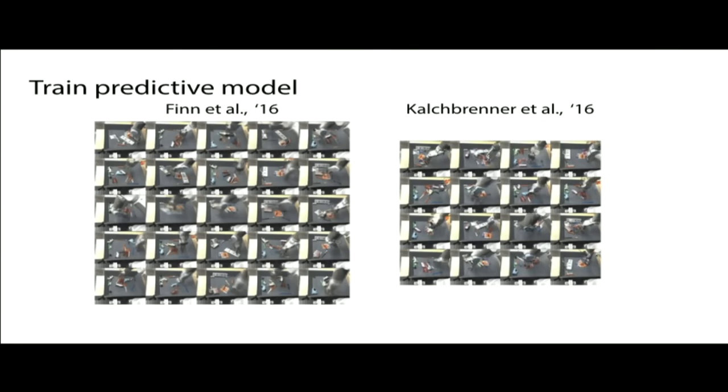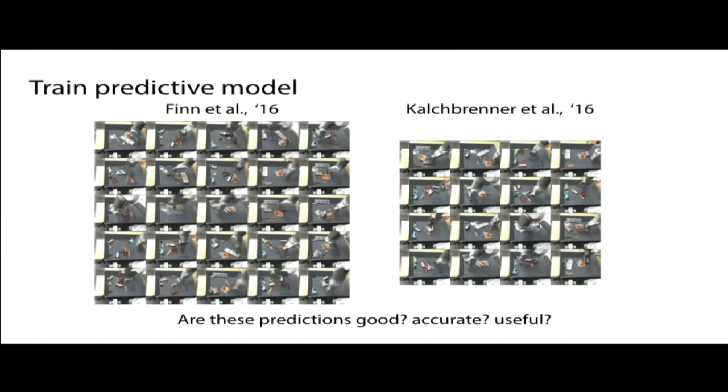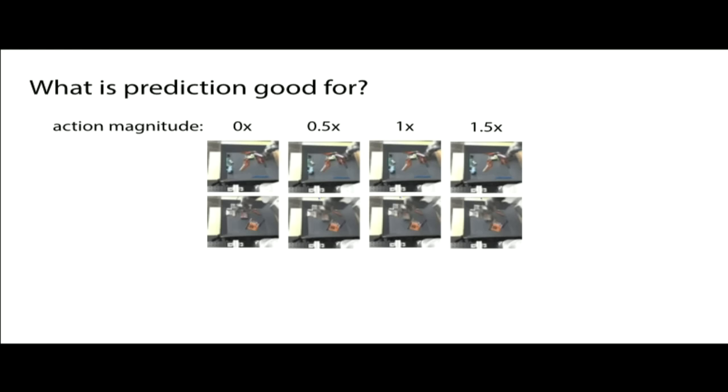And so qualitatively, if you think about which, are these predictions good? Is one of them better than the other? Is one of them more accurate than the other? Or more useful than the other? It's really hard to evaluate, and that's really an open research question in the field of generative modeling, especially for video. And one of the things that you can use it for is for control, like I'll talk about next. So what are these predictions good for?